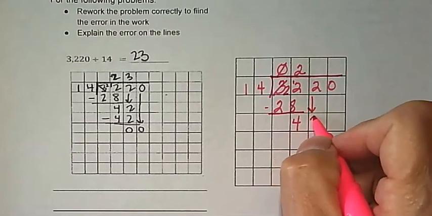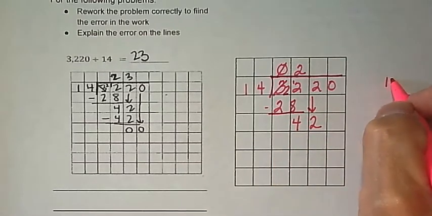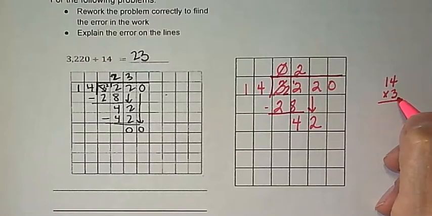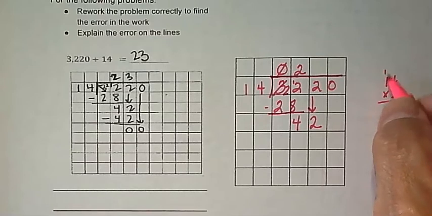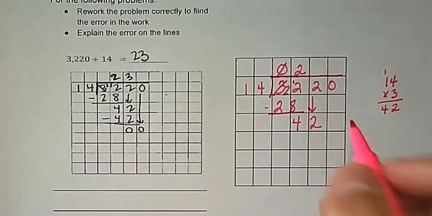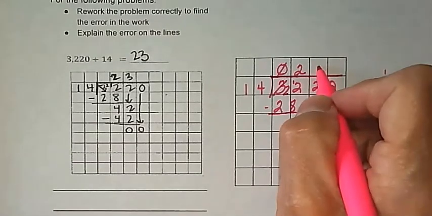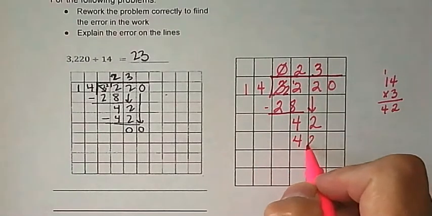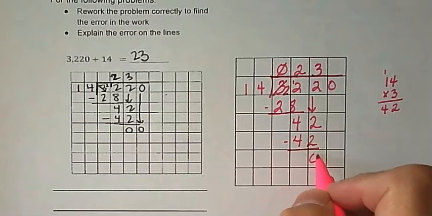Bring down my 2. I think 14 times 3 will work here, but I'll check it out. I can just do my little multiplication off to the side here. So 3 times 4 is 12, carry my 1, 3 times 1 is 3 plus 1 is 4. So that's 42, exactly right on the dot. So put a 3 here, do that multiplication, do our subtraction.